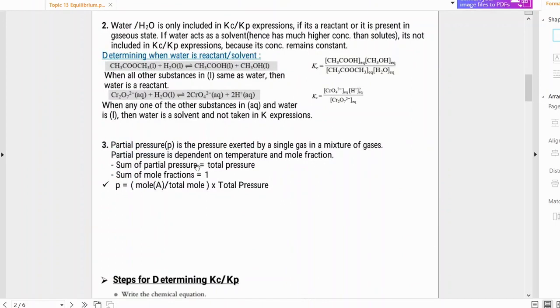So the sum of partial pressures must be equal to the total pressure. This is quite common knowledge, common sense. Quite an easy thing to grasp. And also the sum of mole fractions, because of fraction, must also equal 1. These are two statements that will help you in calculations.